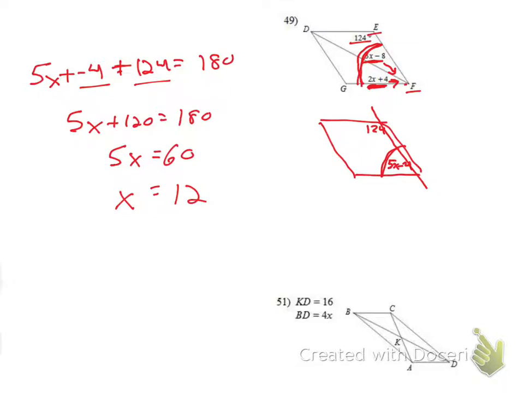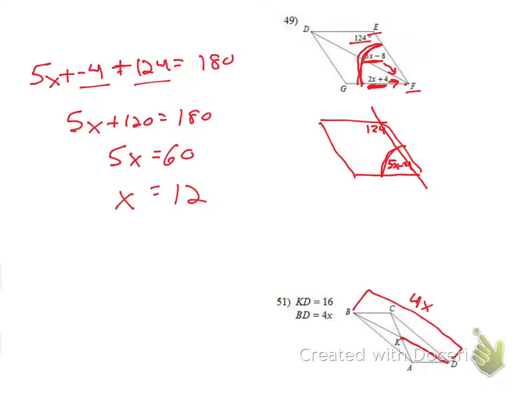And this is 49, yep, x is equal to 12. All right, we go to 51. So 51, we're just solving for x. KD right here is equal to 16. And then BD, so the whole thing, is equal to 4x.